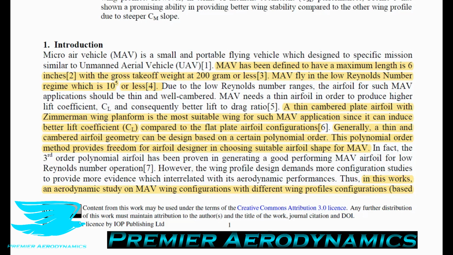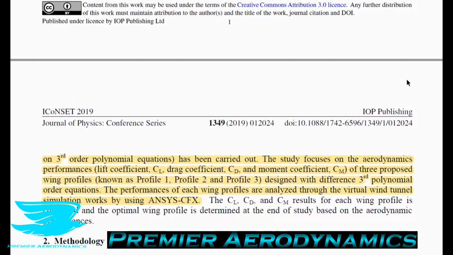In this work, an aerodynamic study on MAV wings configured with different wing profiles based on the third order polynomial equations has been carried out. This study focuses on the aerodynamic performance of 3 proposed wing planforms designed with different third order polynomial equations. And they look into the performance with CFD using ANSYS CFX.